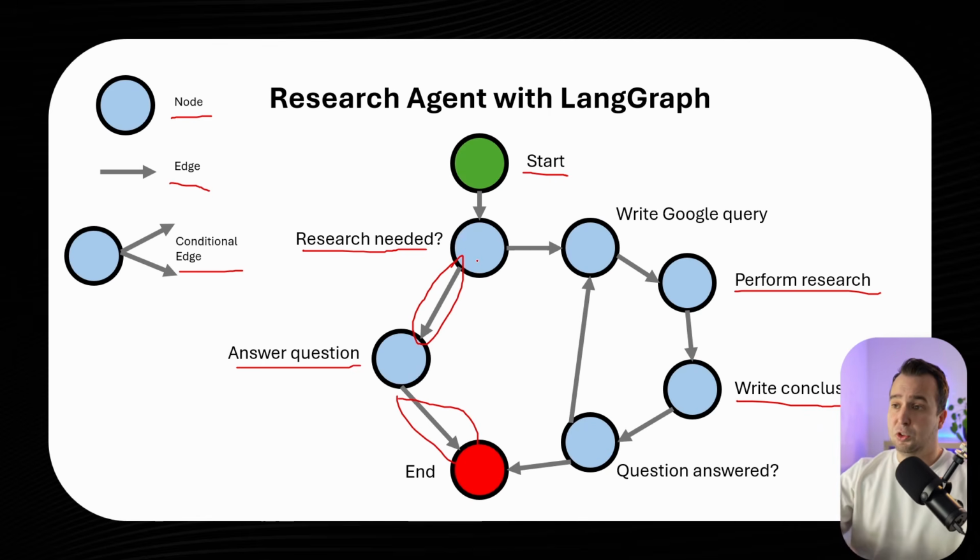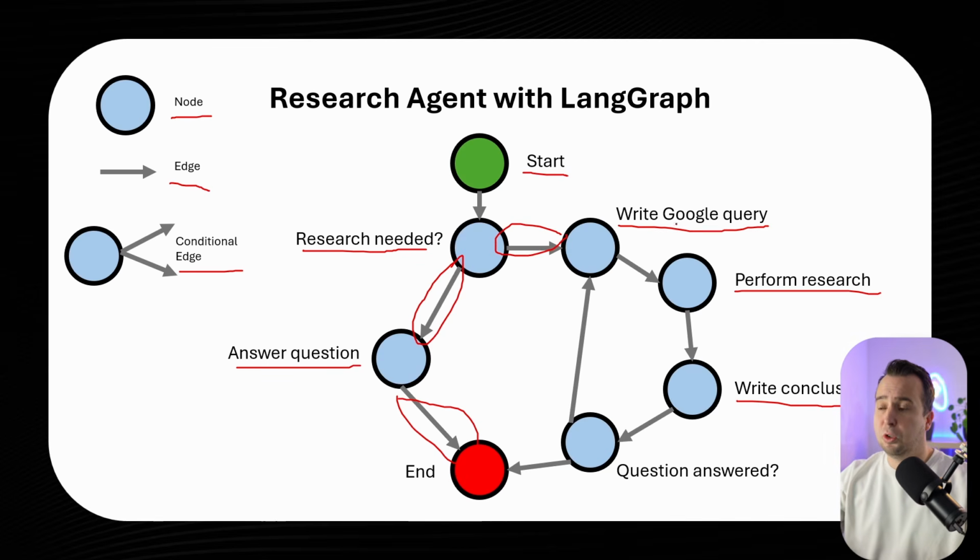In case research is needed, so let's just imagine that someone is asking, what is LangChain? In that case, the agent has to do research because the model doesn't know this by itself. And we're going to transition to the write Google query node. Now, the write Google query node has one large language model packed, and that large language model has only one task, and that is to create a Google query based on the question of the user. So if the user is asking what is LangChain, then a good Google query would be LangChain explanation. Then this query will be provided to the next node, which is perform research.